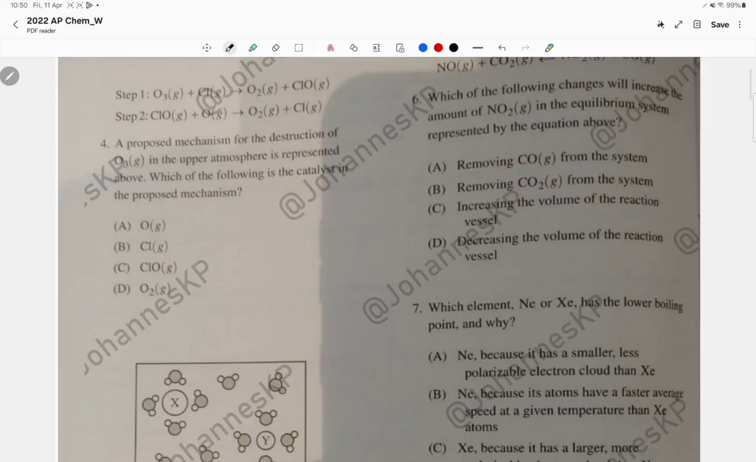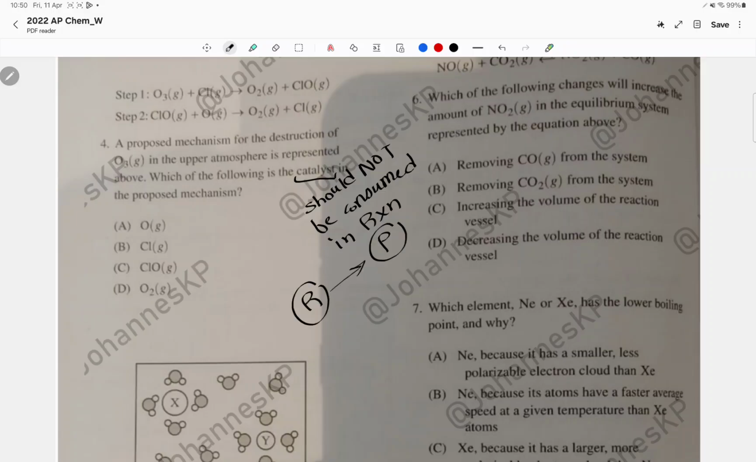Question 4. We got 2 steps here. They're asking about the catalyst. As we know, a catalyst should not be consumed in the reaction. That means one time it appears as a reactant in one step and it appears as a product in the subsequent step. So here Cl appears as a reactant in the first step and appears as a product in the second step. So it's going to be Cl, that's going to be our catalyst. So it's choice B. Okay.